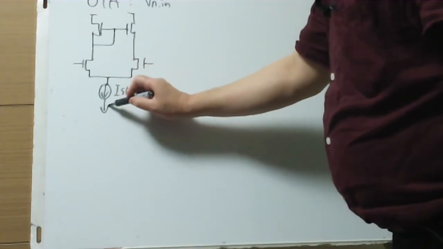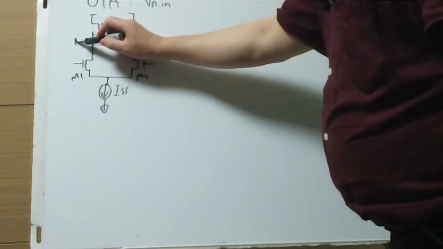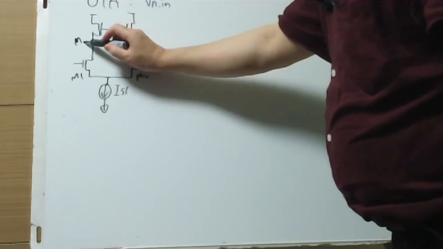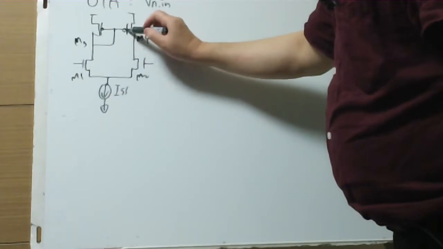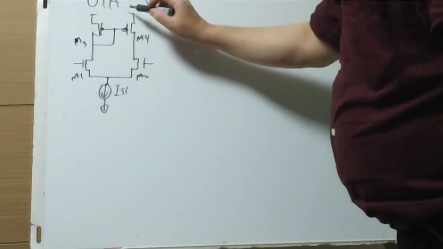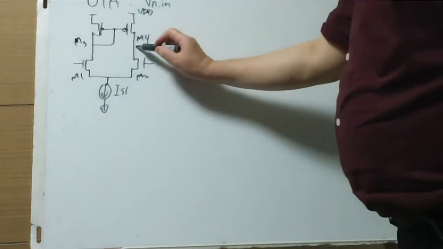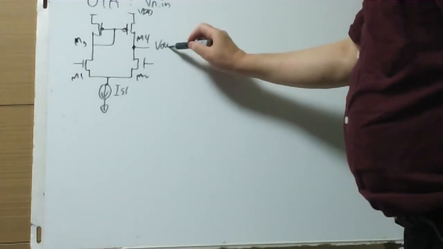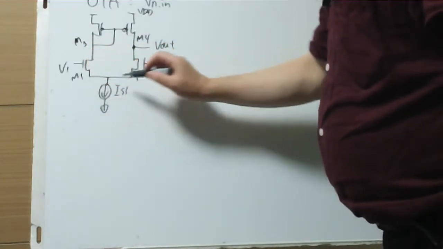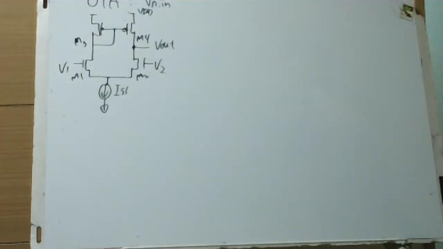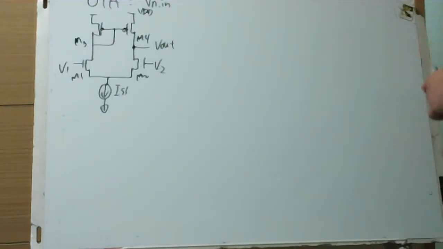ISS. This is M1, this is M2, this is M3, and this is M4. This is P channel and N channel, and this is VDD. And this is output, V out. V1 and V2.